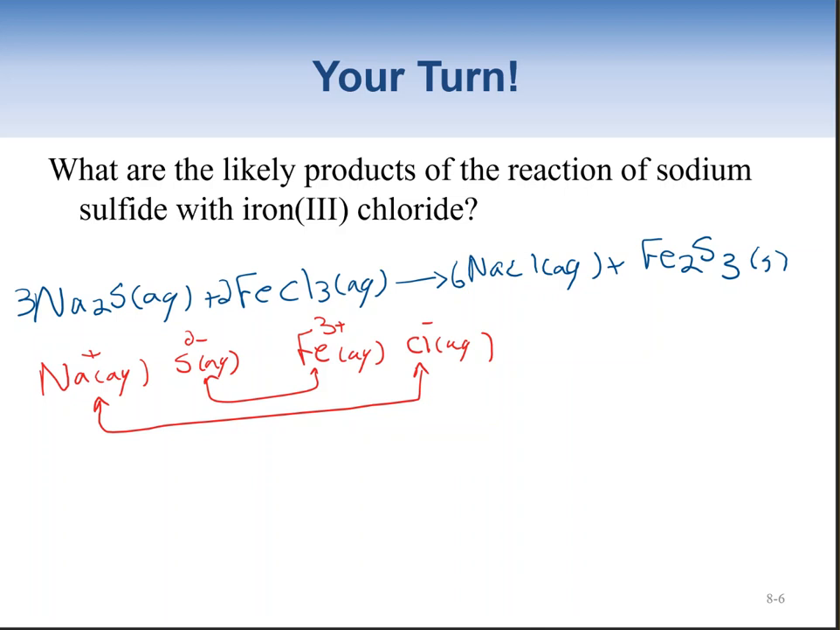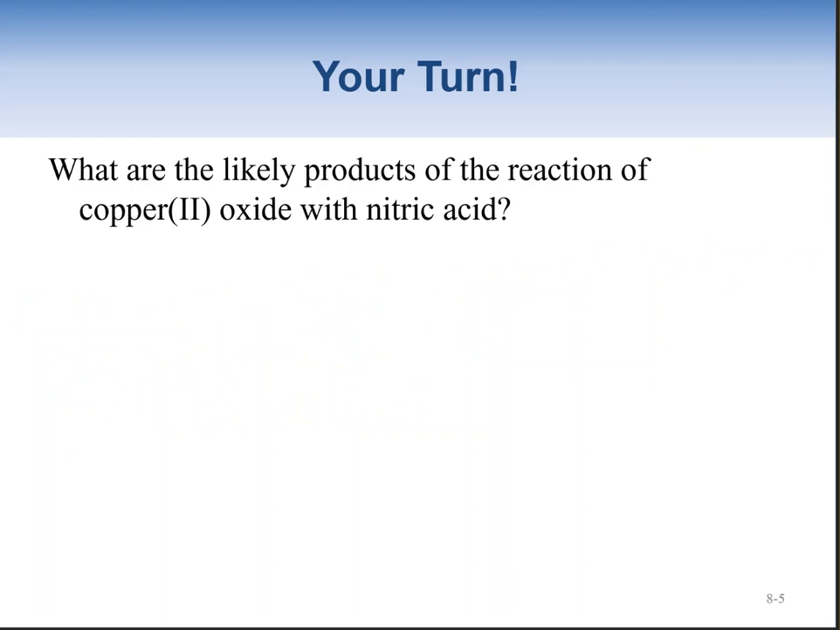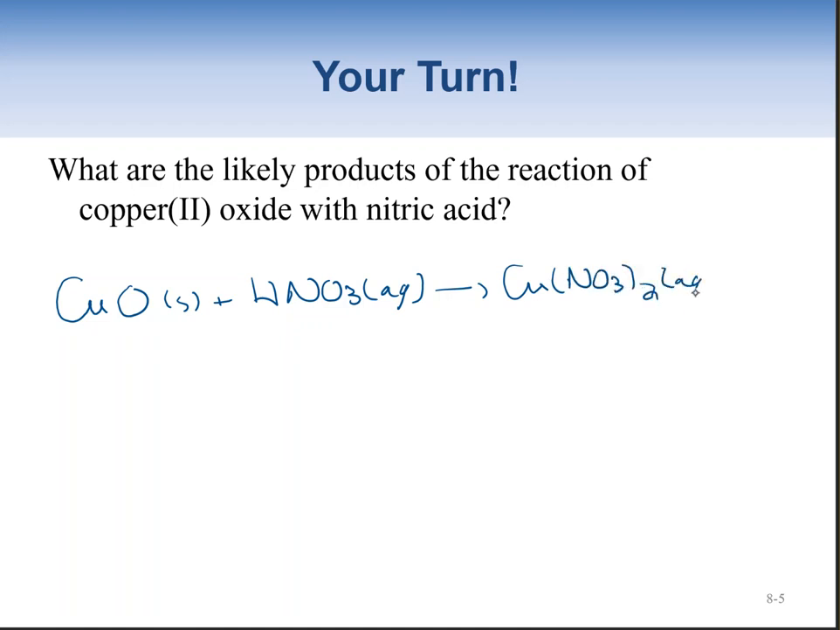So let's look at another example. You want to know what are the likely products of a reaction of copper 2 oxide with nitric acid. So we're looking at a reaction of copper 2 oxide with nitric acid. Two compounds are reacting. I'm just going to swap the cations and anions here. So I would expect copper 2 nitrate as one of my products, and also H2O as another product.